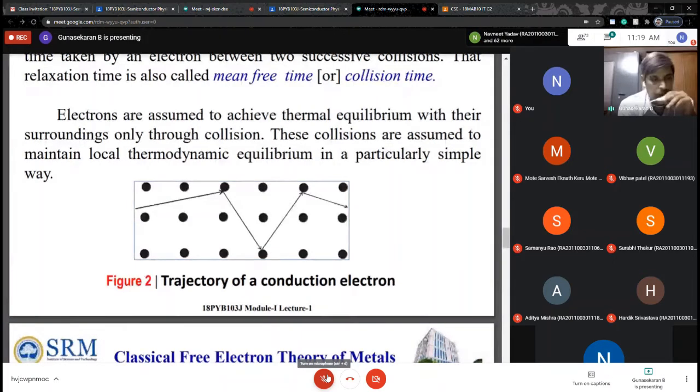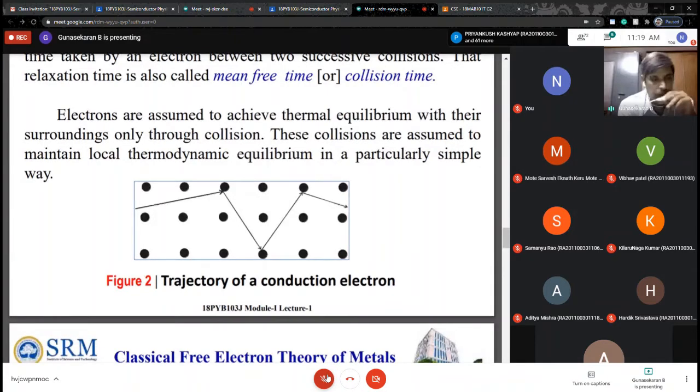Based on that, they derive the equations. They successfully explained Ohm's law. I think you know what Ohm's law is. Anyone? V is directly proportional to I. Yes, correct. Very good.